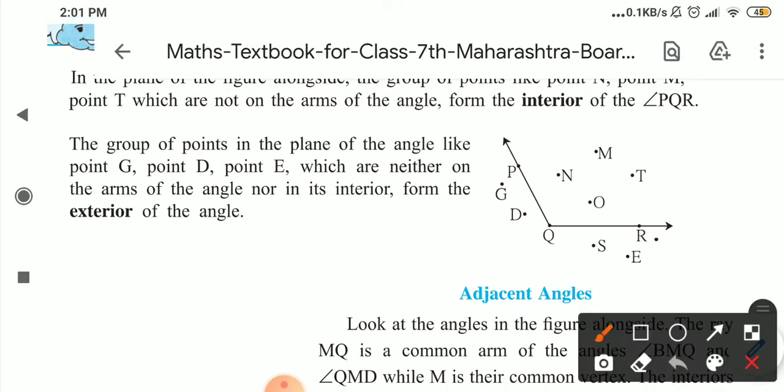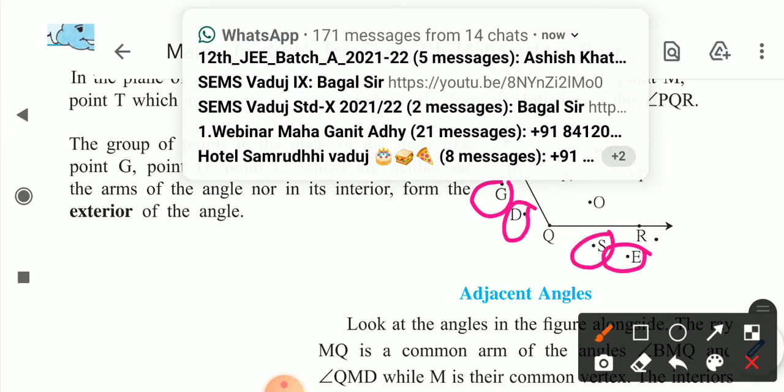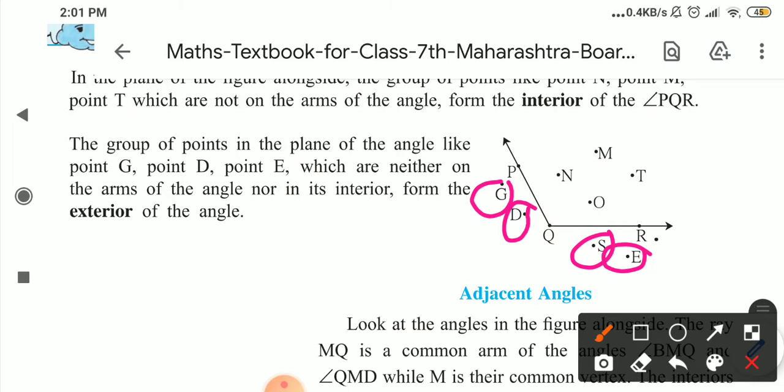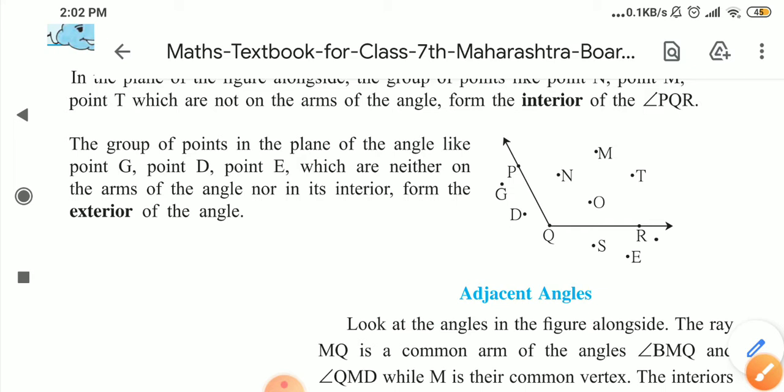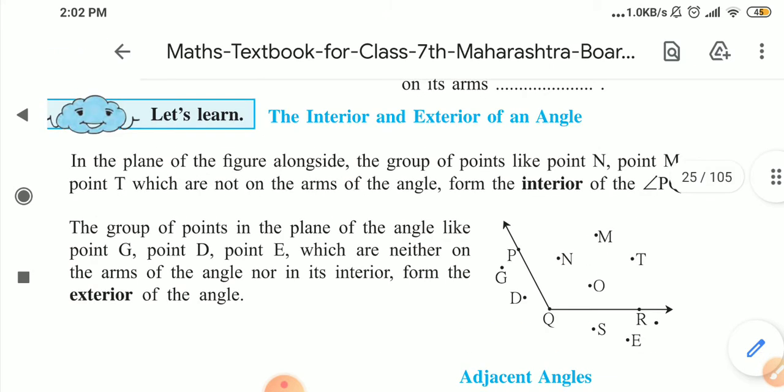Next, the group of points in the plane of the angle like point G, here it is point G, point D, point E, point S, these are there, which are neither on the arms of the angle nor in its interior. Okay, these points are not present on the arms of the angle, and they are not present in the interior of the angle either. Those are called the exterior of the angle.